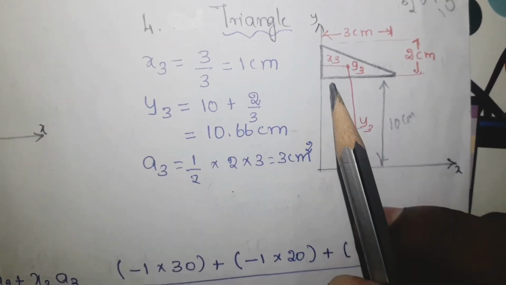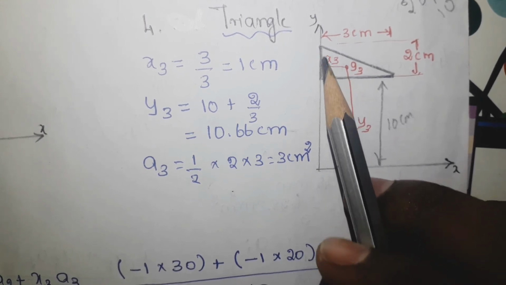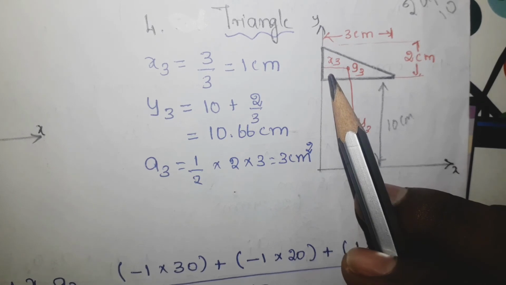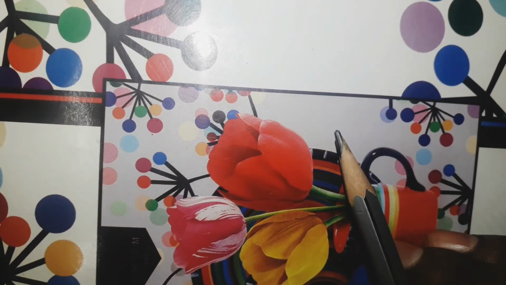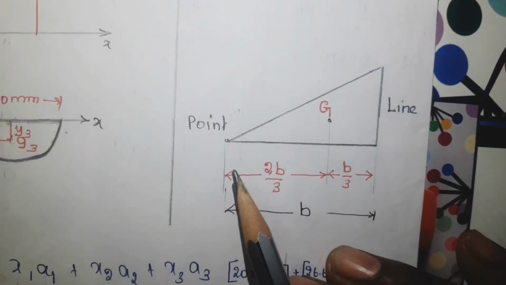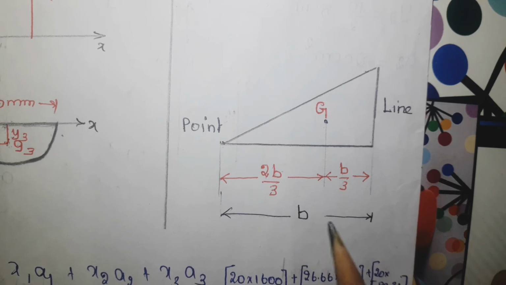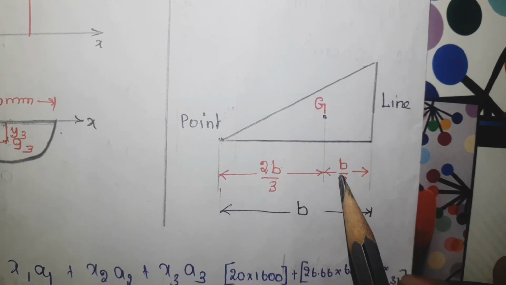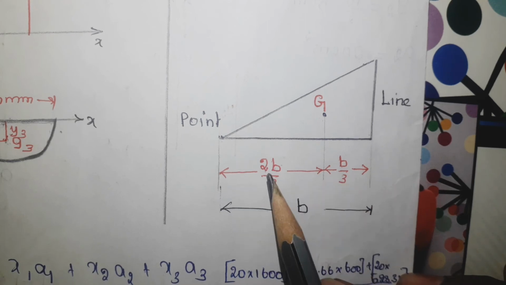Now x3, you see here it is a line end. Already I have shown you in my previous video, even now again I will show you one more time. You see here from point end it is 2b by 3, where b is nothing but this length. From line end it is b by 3, from line it is b by 3, point it is 2b by 3.